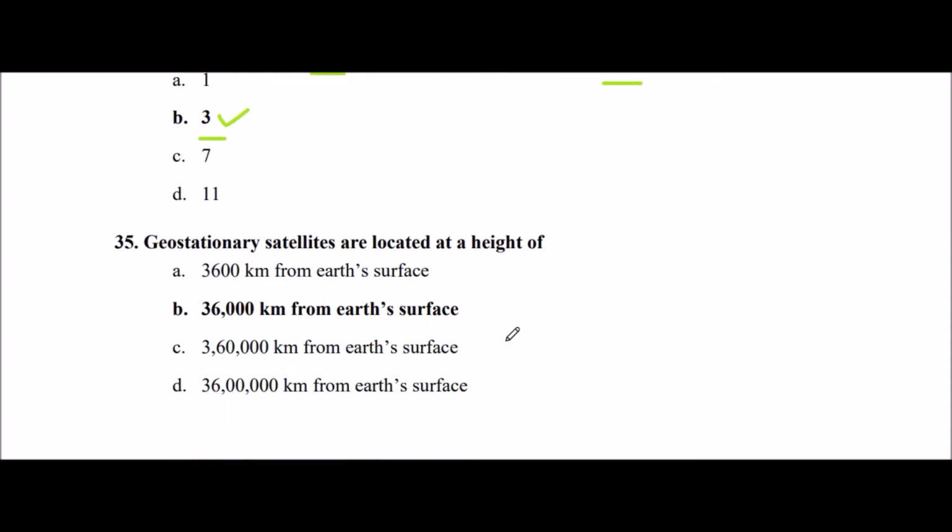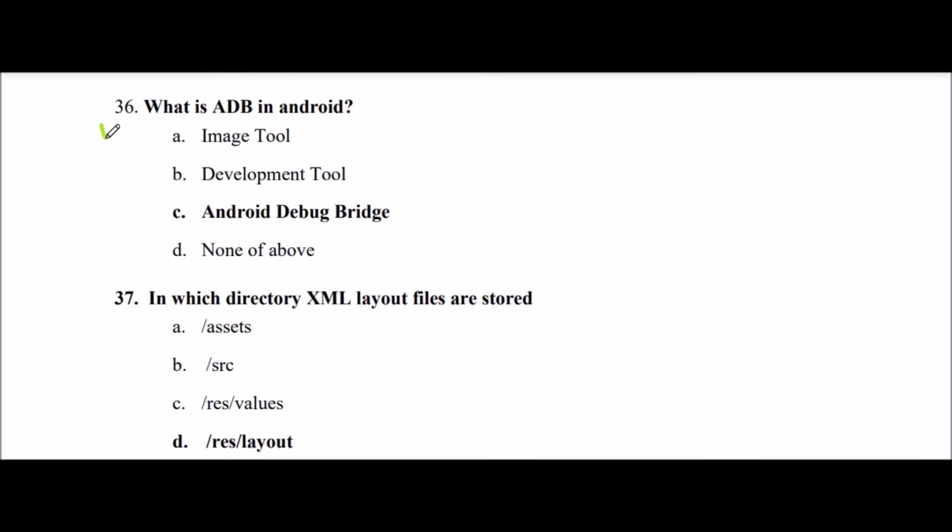Next question, geostationary satellites are located at a height of, correct answer is option B, 36,000 km from Earth's surface. Geostationary satellites are located at a height of 36,000 km from Earth's surface. Next question, what is ADB in Android? Very important question, and in Android, ADB stands for Android Debug Bridge.